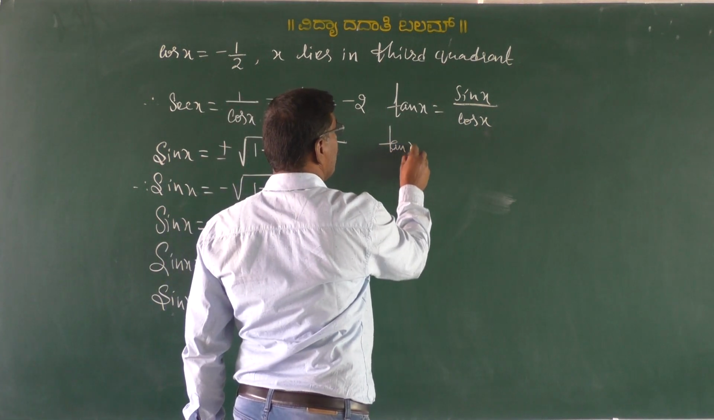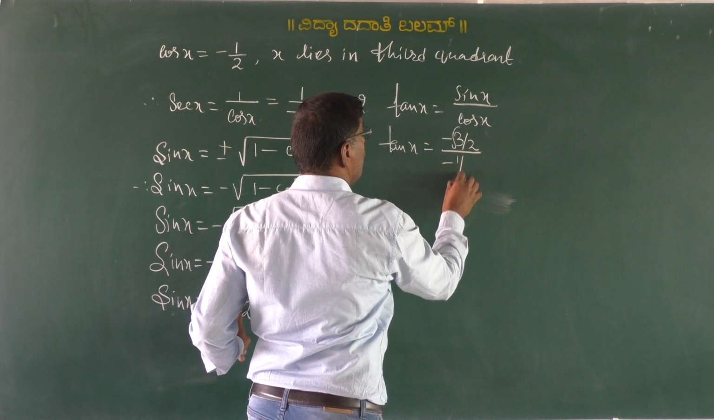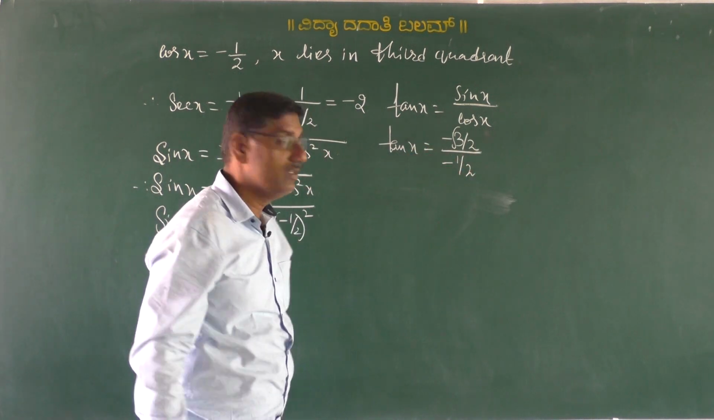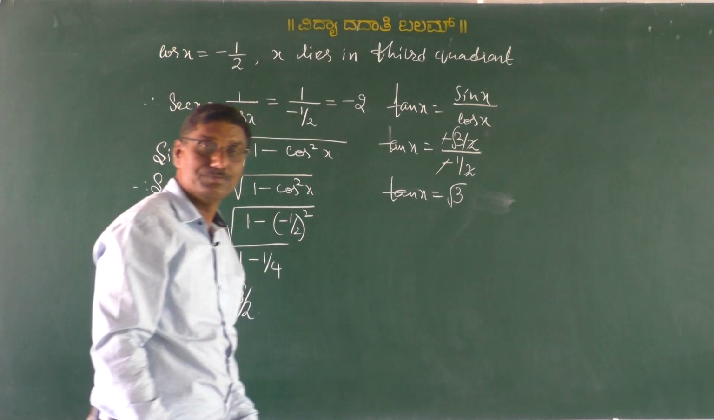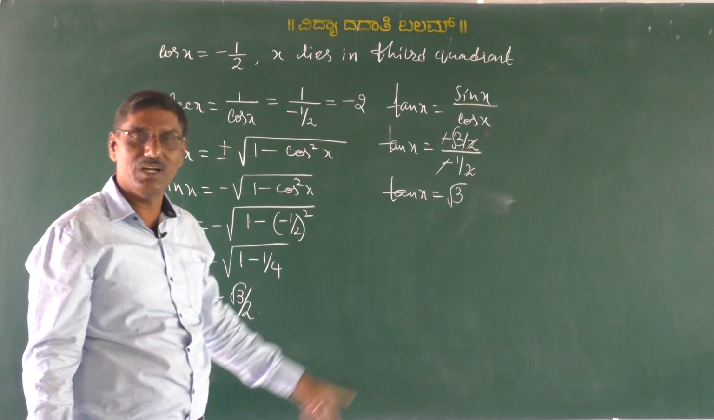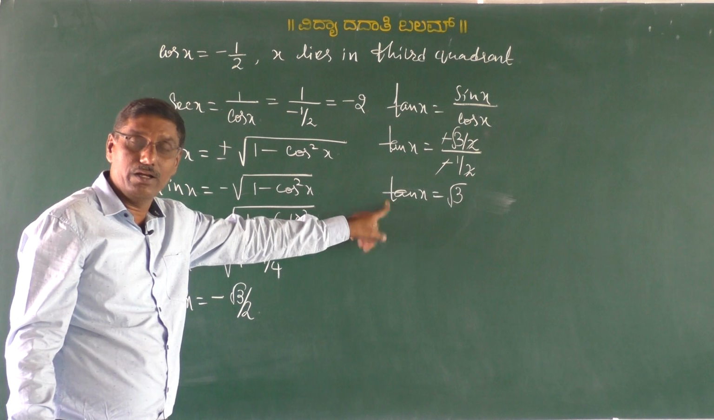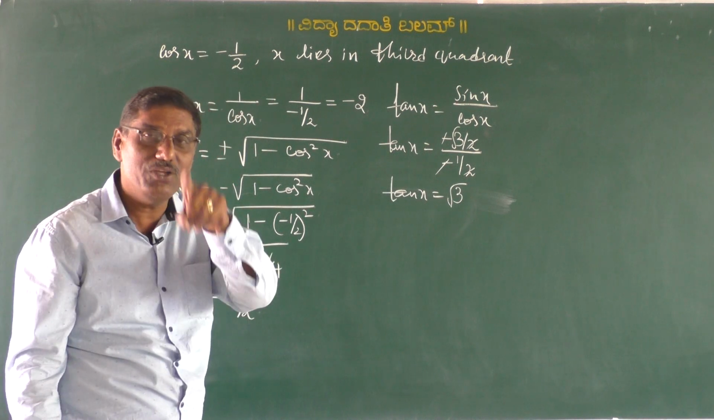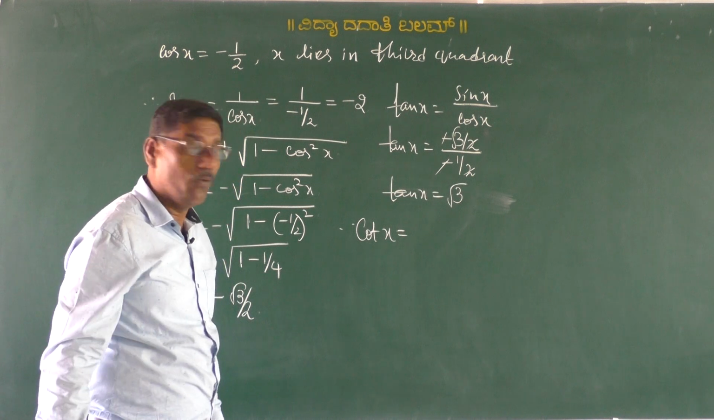That is, tan x is equal to sin x, which is minus root 3 by 2, divided by cos x, which is minus 1 by 2. Am I correct? Minus minus get cancelled, 2 and 2 get cancelled. Then the result is tan x is equal to only root 3, isn't it? Since in the third quadrant tan is positive. Here we calculated tan x. If you know tan x, we can calculate cot x by using the reciprocal formula. Therefore, cot x is equal to, my dear students, 1 by tan x.